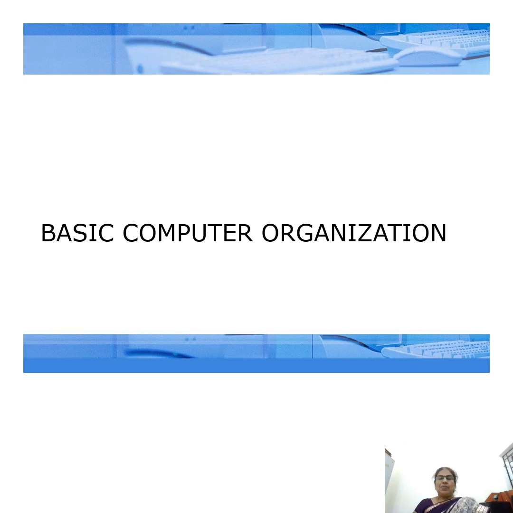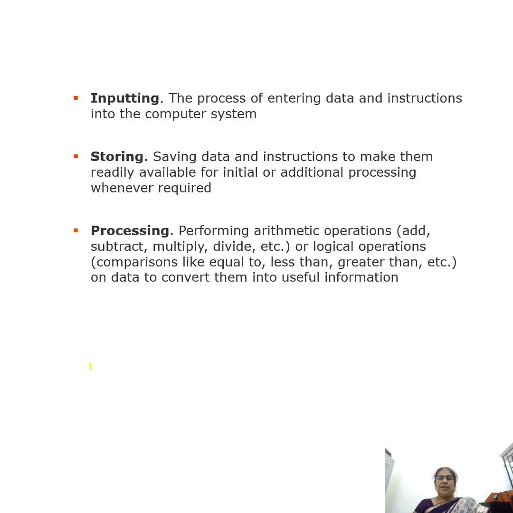Next we are going to discuss the basic computer organization. First we will discuss inputting the data, then storing the data, then processing. First, inputting: the process of entering data and instructions into the computer system is called inputting. Next is storing: saving data and instructions to make them readily available for initial or additional processing whenever required.